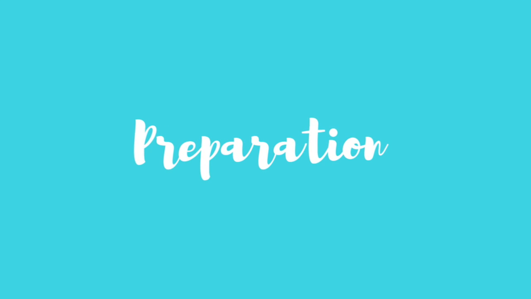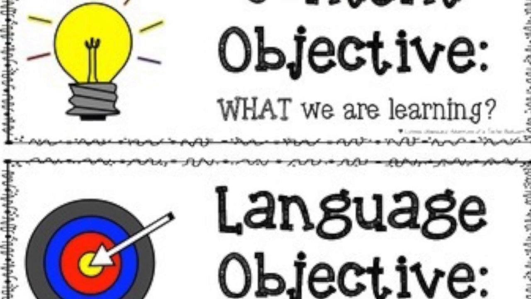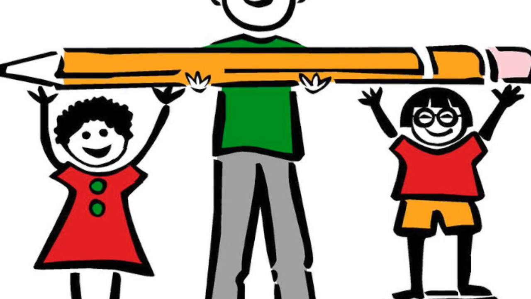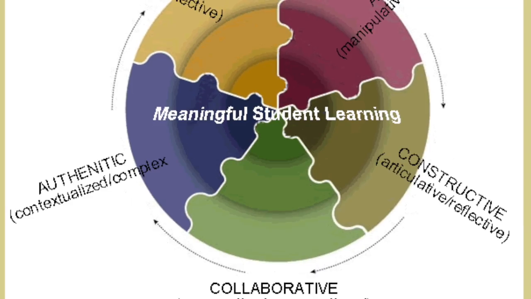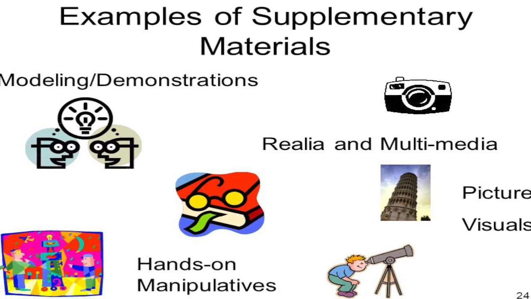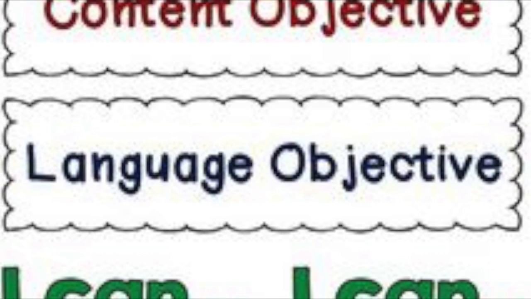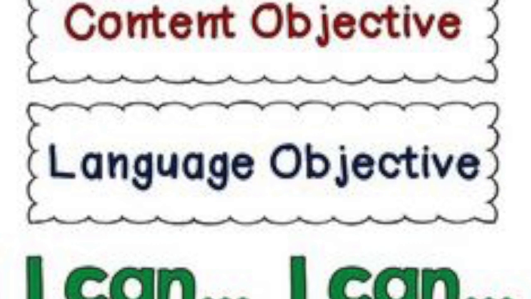Preparation. Preparation includes content and learning objectives, which are clearly written, read, and stated. Supplementary materials that reflect the CLD student biographies. Adapted content for linguistic and academic ability. Meaningful activities tied to culture, language, and academics. Content objectives describe what the students will learn during the lesson, and language objectives describe how the students will learn the content of the lesson.